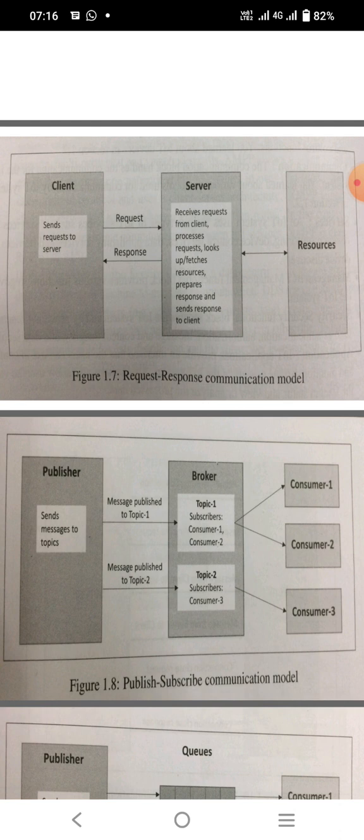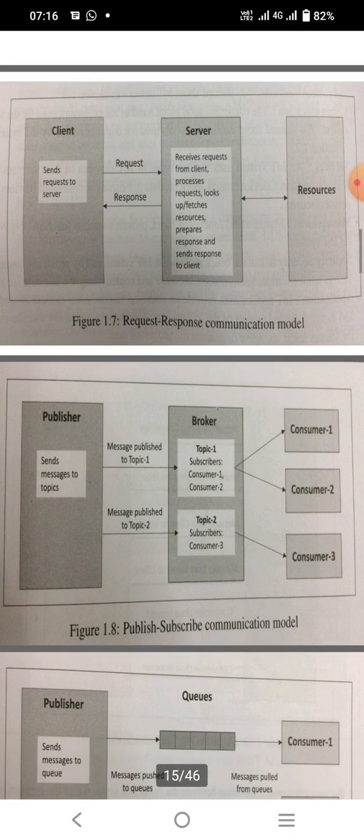In this diagram representation, the publisher sends messages to topics, with a message published to topic 1 and a message published to topic 2. And this is the broker. Topic 1 is subscribed to by consumer 1 and consumer 2, and topic 2 is subscribed to by consumer 3. This is the diagram representation of the publish and subscribe communication model.